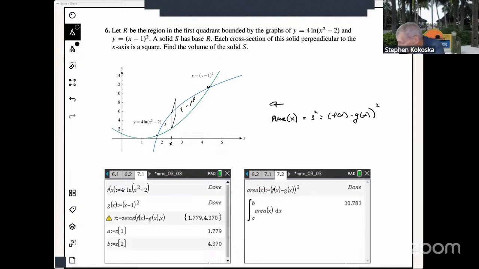Cool. So I defined an area function. There's the area of a cross section at an arbitrary value x. I've got to integrate that from A to B, my points of intersection, which I found, and I got a 20.782. Cool.